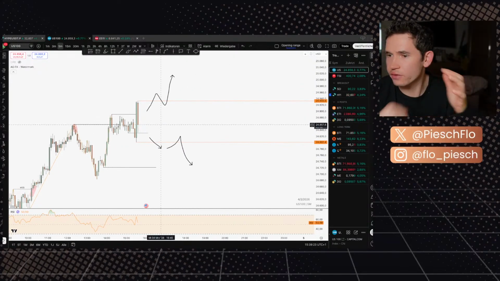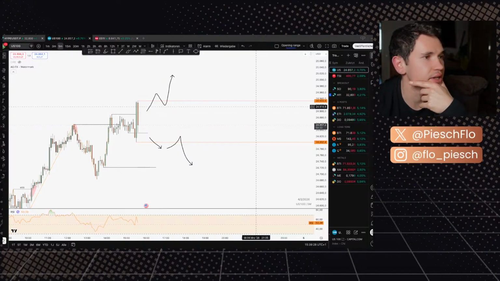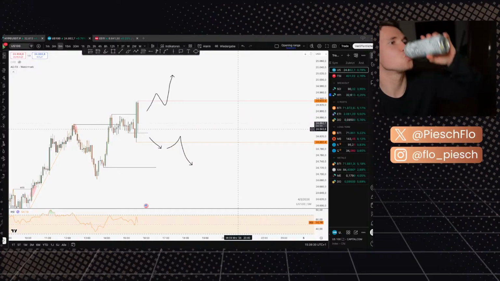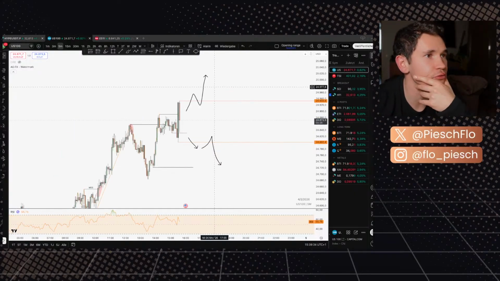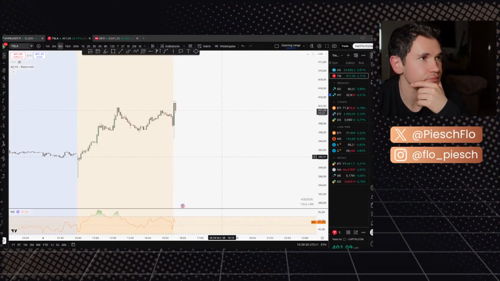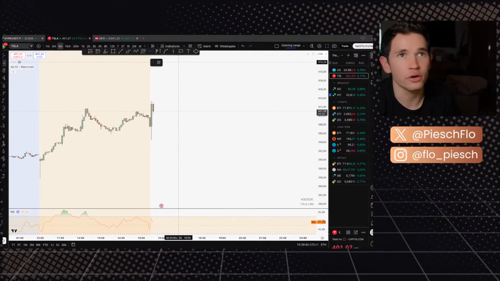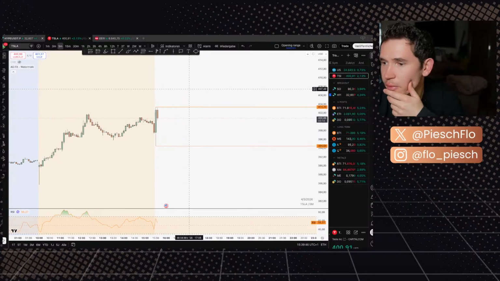So now we have to wait for the range to close. It's 6 more minutes, and then we can make more decisions. For now it looks like we have both options on the table today. And Tesla, we are waiting for the range to close as well. For now this is the range, but we have 5 more minutes.